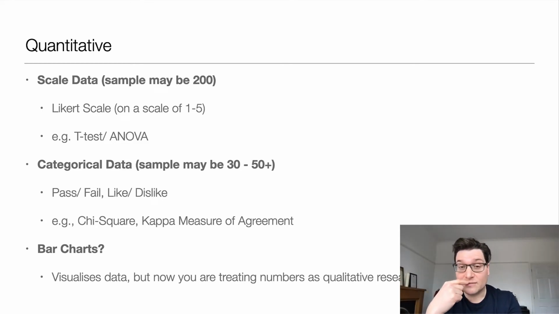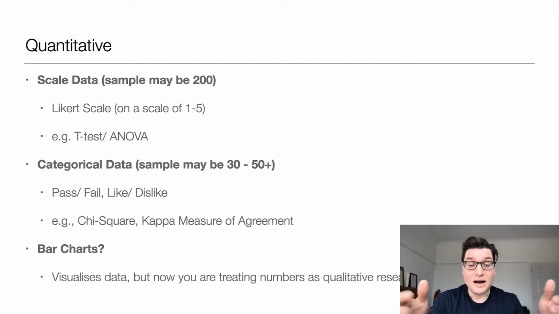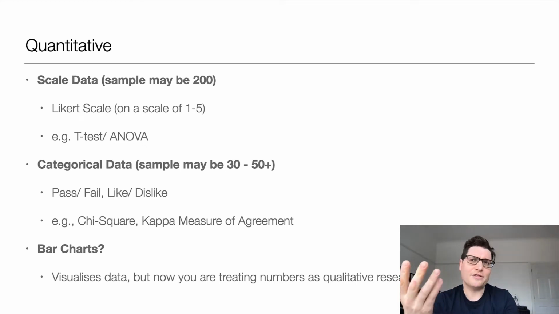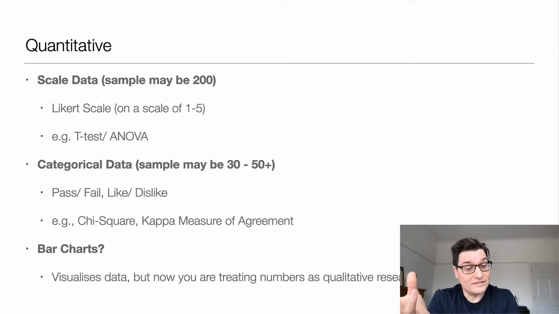Now you can convert Likert scales into categorical data using top-bottom, but that's something we can talk about a different day. If you're trying to look at scale and you've only got 50 people, comment or reach out to me. We can talk about converting Likert into categorical. A third kind of thing to think about is bar charts. Bar charts are great at visualizing data, but they are really a qualitative tool.